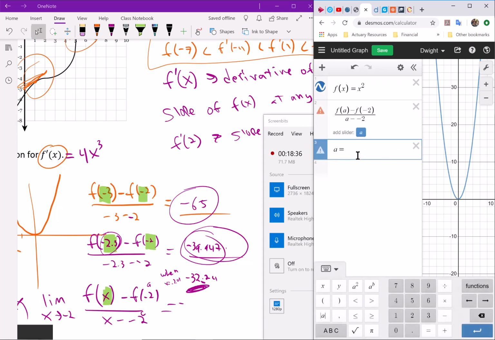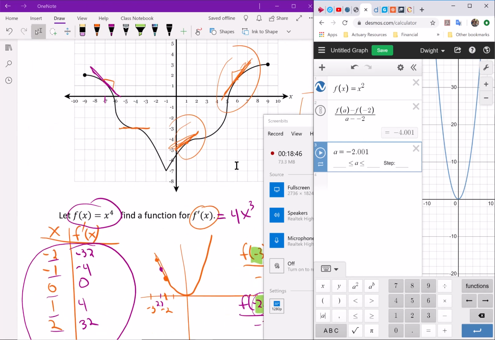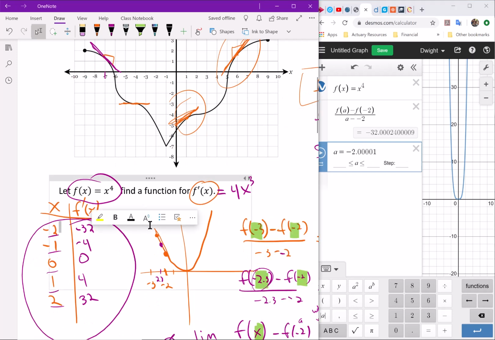Then you can just make this a value get closer and closer to this value, and you can see as a approaches negative 2, that's x squared. We wanted x to the fourth. As a approaches negative 2, the slope is getting really, really close to negative 32, which is what we had over here.